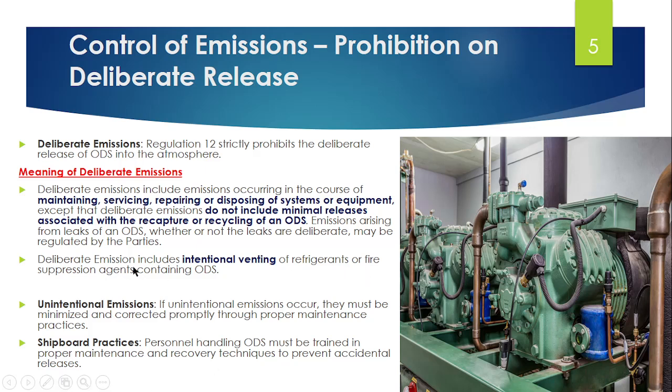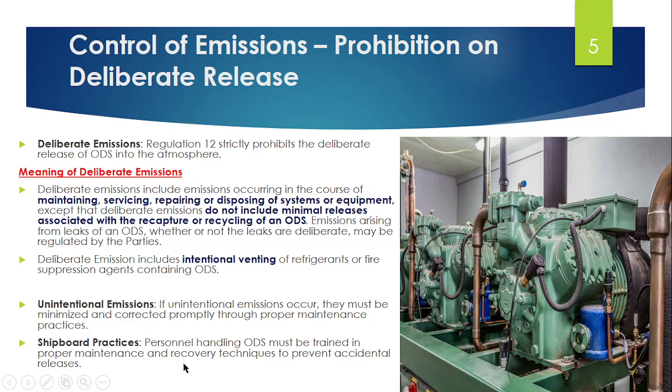Deliberate emission also includes intentional venting. What do you mean by unintentional venting? It means suppose any accident occurs on the ship and it causes the bursting or breaking of the refrigerant system. In that case, if the ODS is released, it is called unintentional emission because it happened in an accident, or you did not do it properly, or you did not do it purposefully. Okay, so this is called unintentional emission.